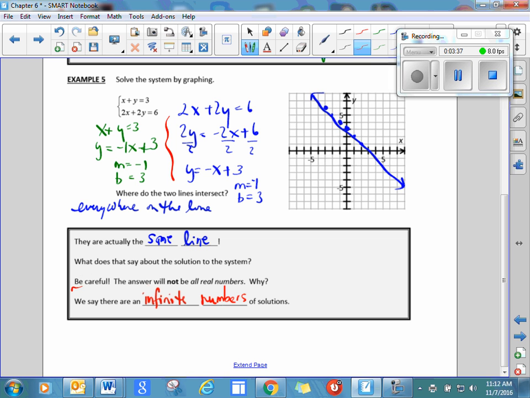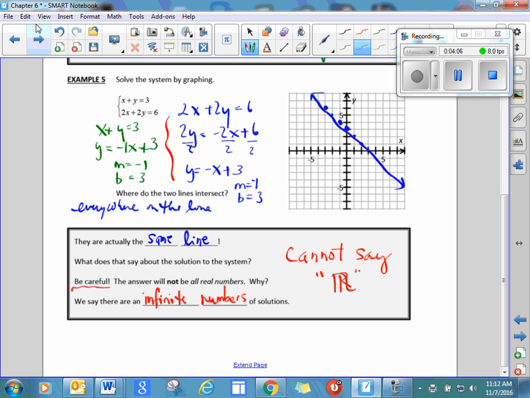However, be careful. We cannot say all real numbers, because all real numbers include every point on the coordinate plane. So there's an infinite amount of solutions, but they are only the points that are on this line. So be really careful. Don't say all real numbers. Say an infinite amount of solutions.